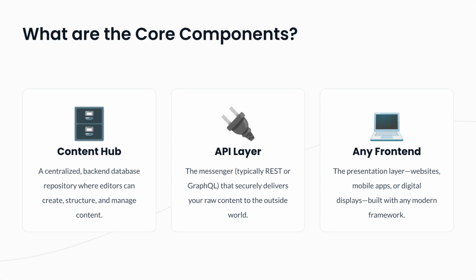What are the core components? First, the Content Hub, a central database for your content. Second, the API layer, which acts as a secure messenger. And finally, any front-end, where you choose the technology to display your content.